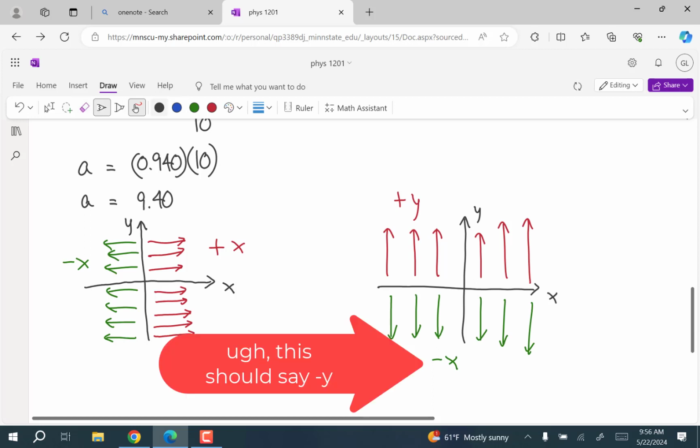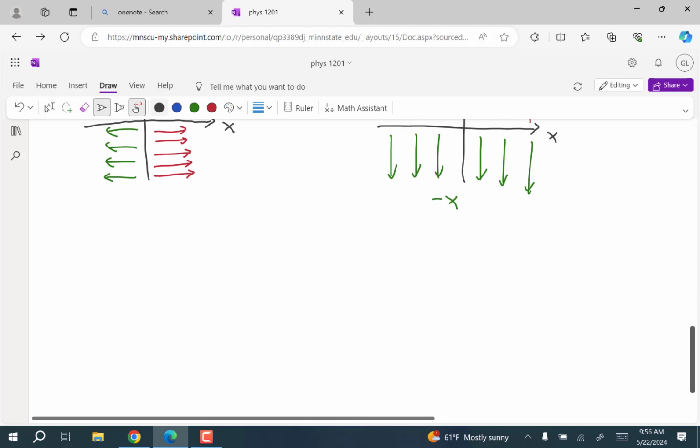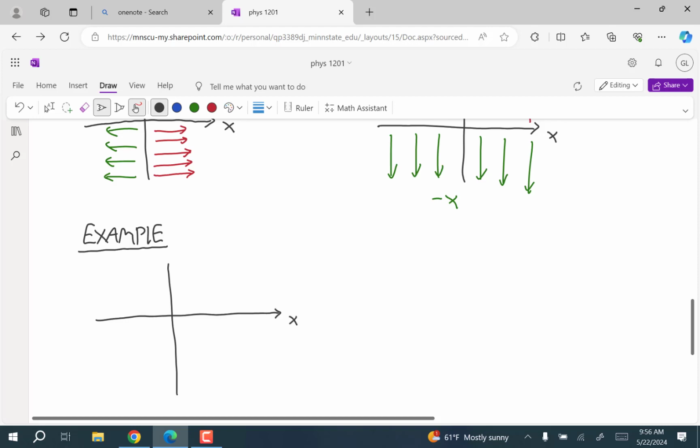Okay, so let's see a couple of examples of using this SOHCAHTOA idea to calculate coordinates of points. And if we have the coordinates of points, we can use it to calculate some other things. So the first example is, let's say we have a coordinate system like this.